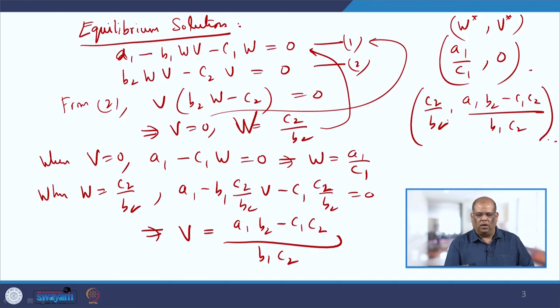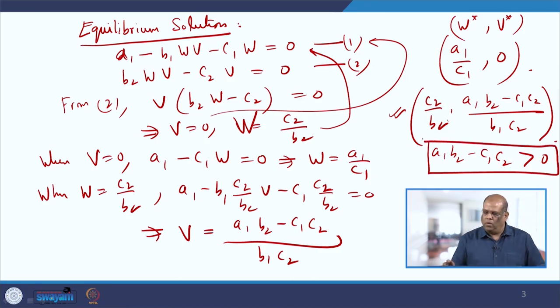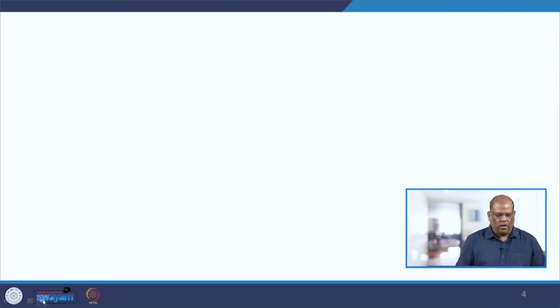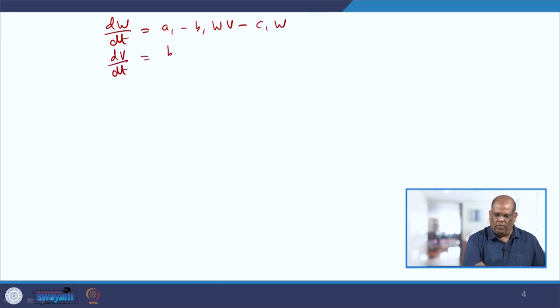Now, since this is the water and the vegetation, they cannot be negative. So for the existence of this solution, A1 B2 minus C1 C2 must be greater than 0. So we got our equilibrium solutions, and next we go for the stability analysis. Let me rewrite the equations one more time. dW/dt is equal to A1 minus B1 W V minus C1 W, and dV/dt is equal to B2 W V minus C2 V. You take this as your F1 and this as your F2.